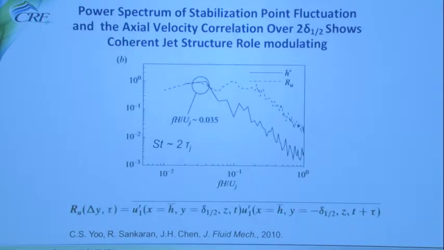We tried to correlate the movement of that stabilization point, fluctuations in the stabilization point, with the axial velocity correlation from a power spectrum analysis across the width of the jet. And this frequency plot shows a preferred frequency or Strouhal number that coincides with the shedding frequency of the underlying jet structure.